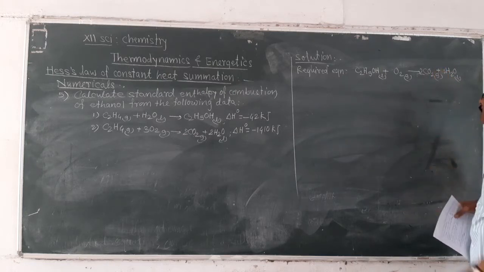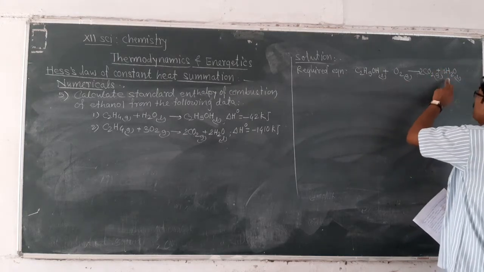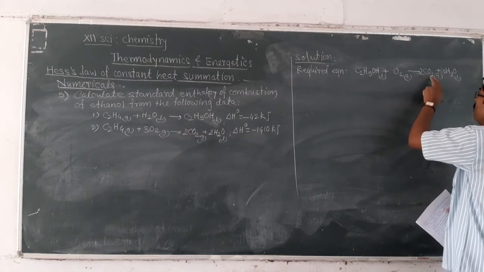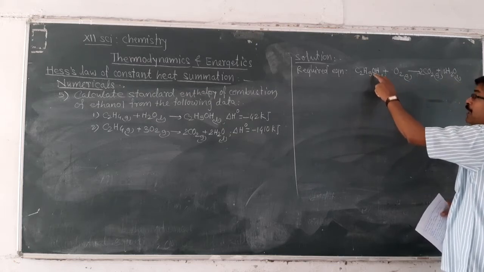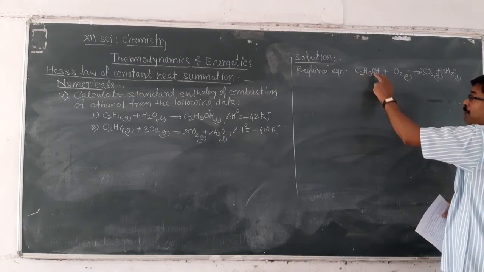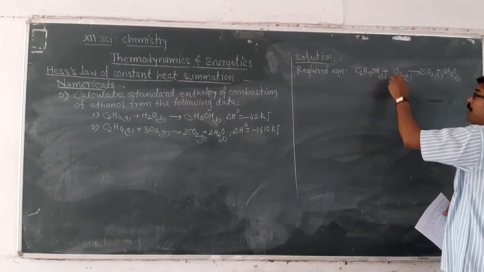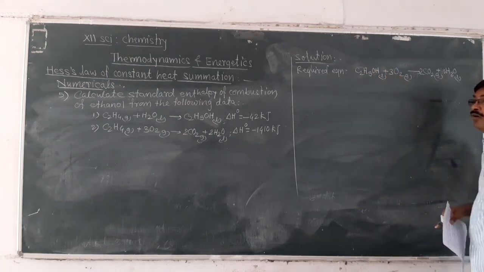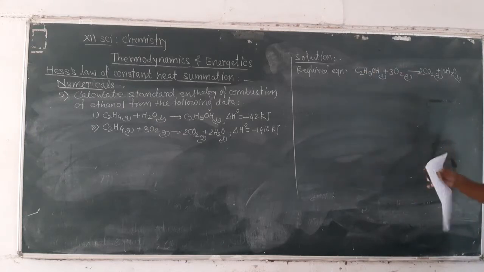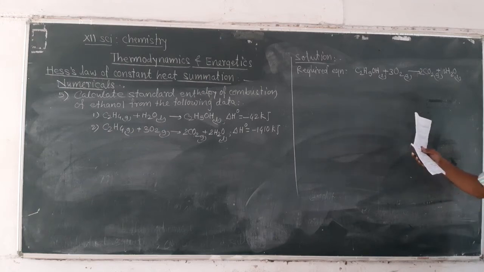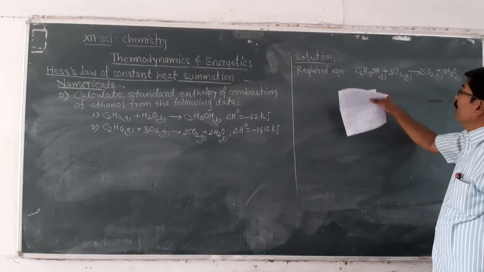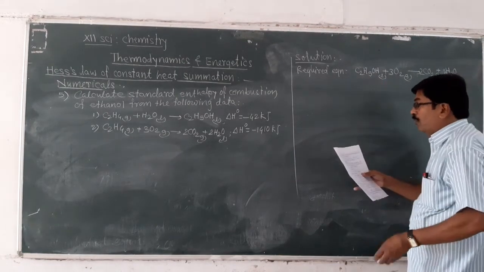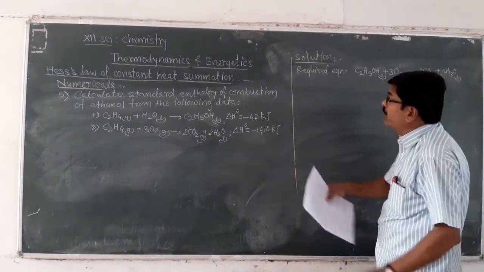Now the products are balanced. Now oxygen is to be balanced from the product to the reactant side. 2 into 2 is 4, 4 plus 3 is 7. Out of 7, 1 is already balanced with the 1 oxygen atom in ethanol. What is left? 6 atoms are left on the reactant side, meaning 3 O2 molecules. This is the required combustion equation for ethanol. Now this equation is to be obtained from the given equations.